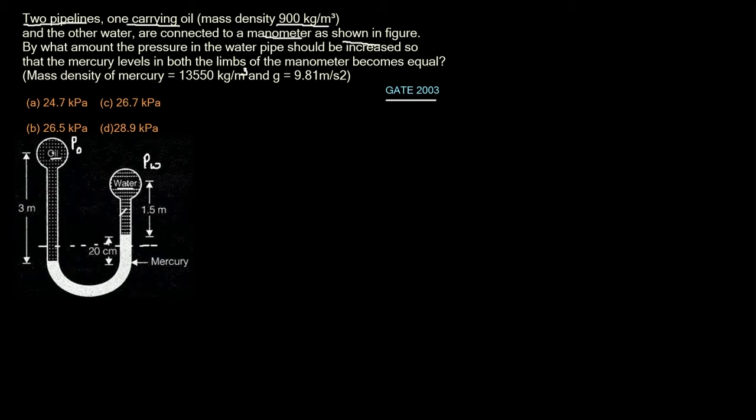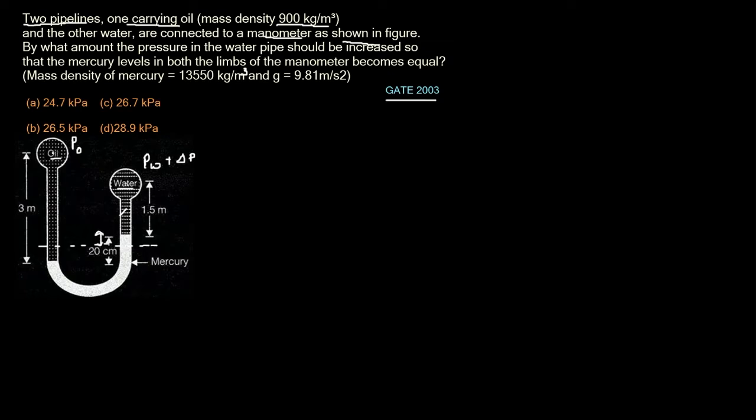So the question is how much extra pressure, let us call this delta P, should be added in the water so that the manometer has exactly the same level in both the limbs, the right limb and the left limb. The level of mercury will be the same. So first, we will try to find how much this distance will be.